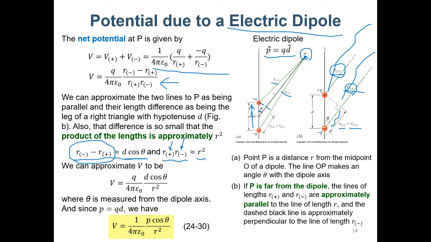And finally, in the denominator it is r squared, and in the numerator it is d cosine theta. So we can merge qd, which is the dipole moment p, times cosine theta, like this. So it is nothing special.